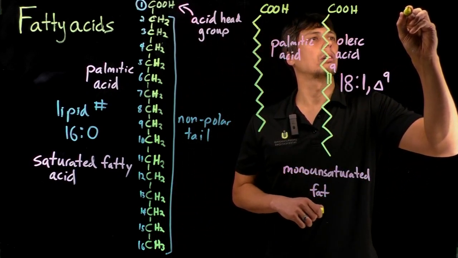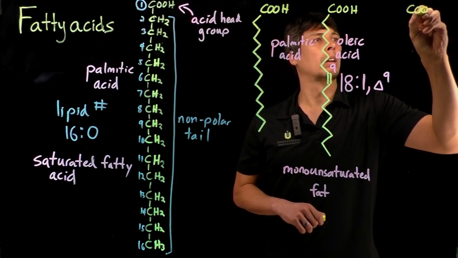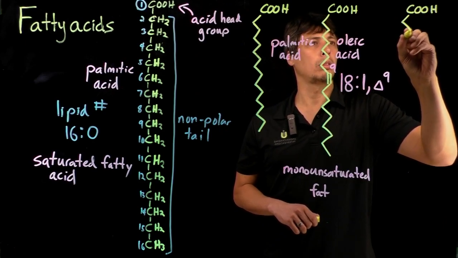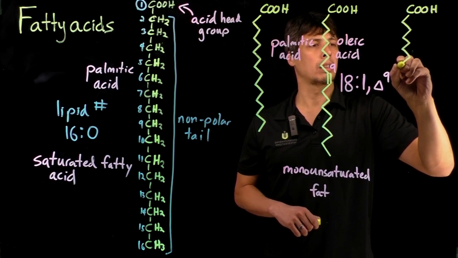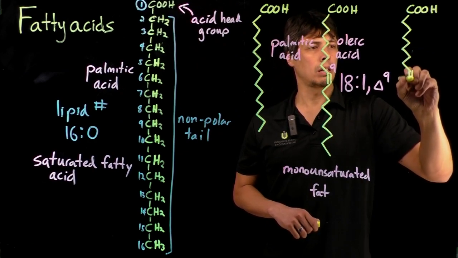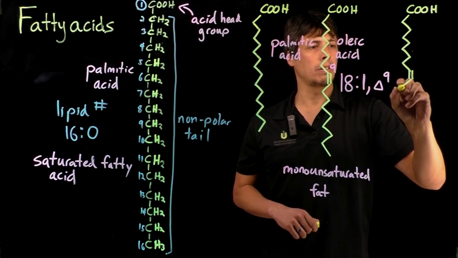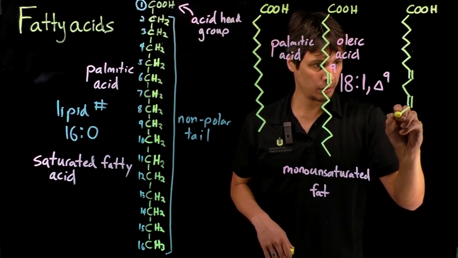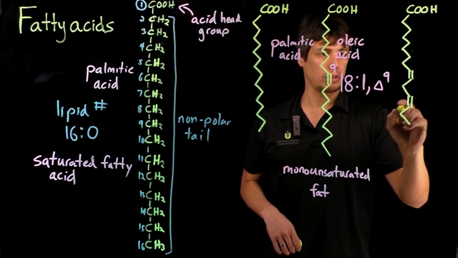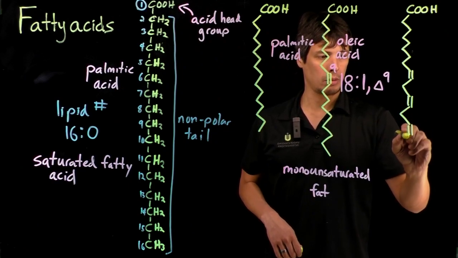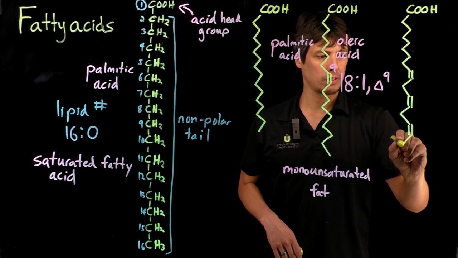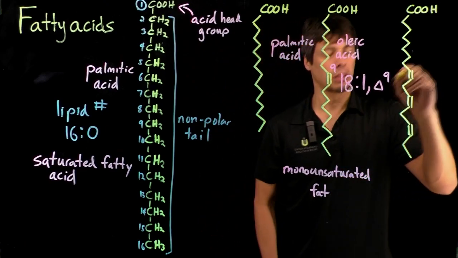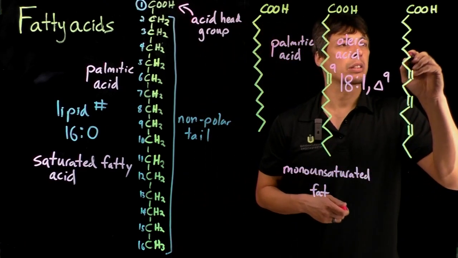And then we can also draw a polyunsaturated fat. COOH, 1, 2, 3, 4, 5, 6, 7, 8, 9, double bond, 10, 11, 12, double bond, 13, 14, 15, double bond, 16, 17, 18. Okay, and this one is called linoleic acid.